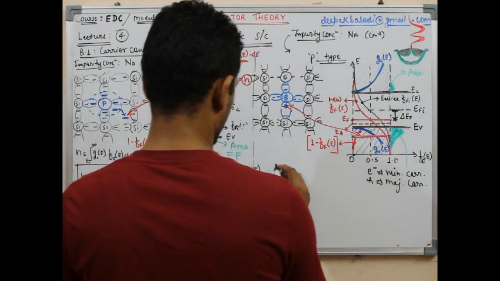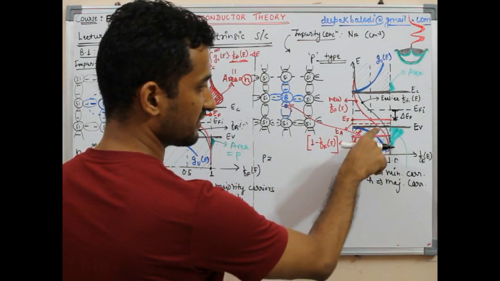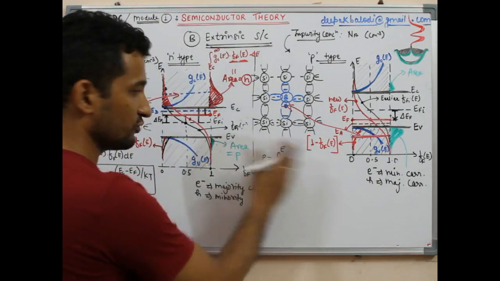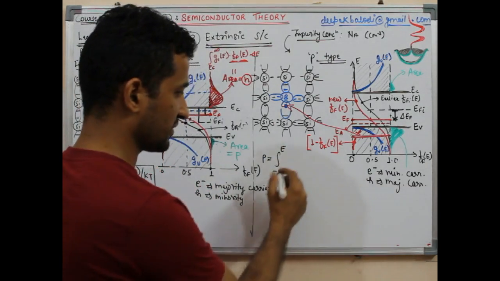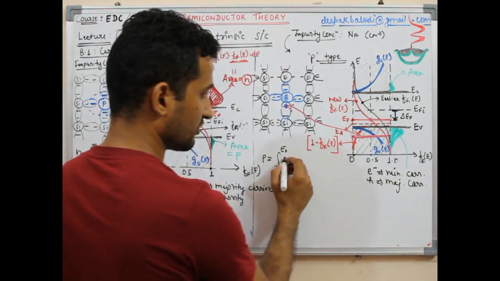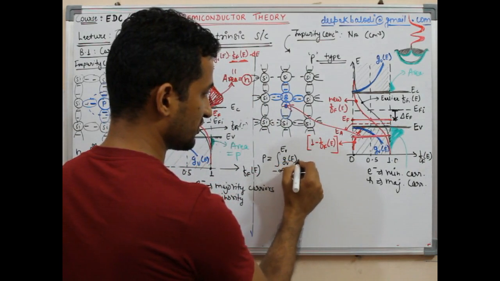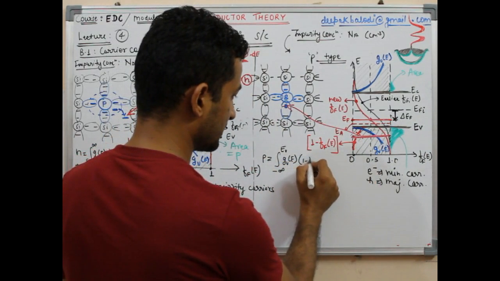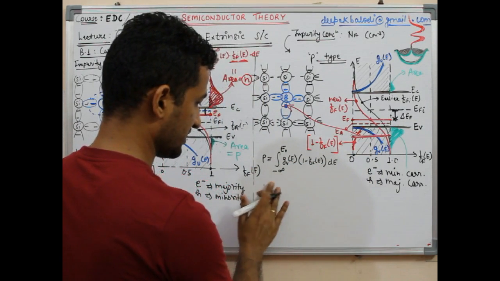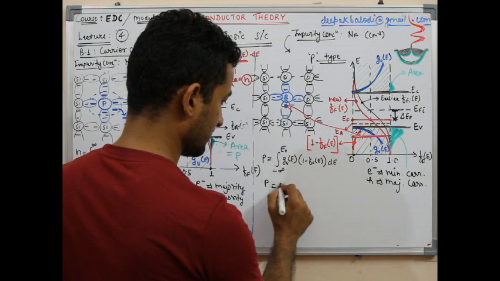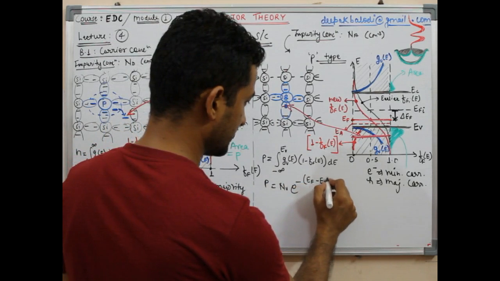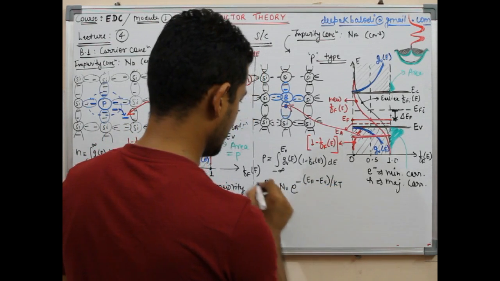Similarly, we can start here. We are interested in the number of free holes. This is just to elaborate the concept; we are never going to use these integrations, but just to clarify the concept. From minus infinity, from some absolute reference, up to EV, we can only find holes. So this is GV(E), the density of states, into 1 minus FFE. If we progress with this, we end up having NV e to the power minus (EF minus EV) by KT.